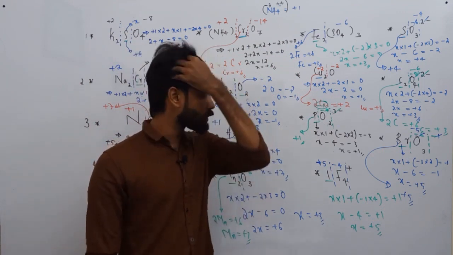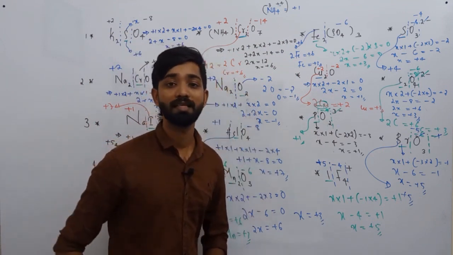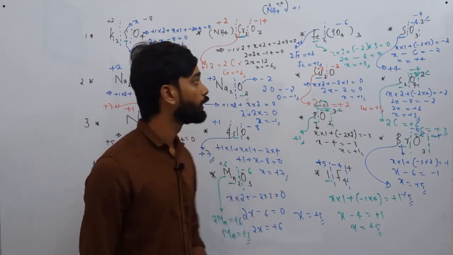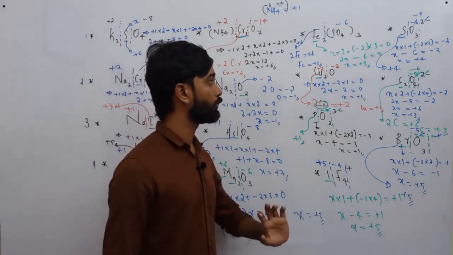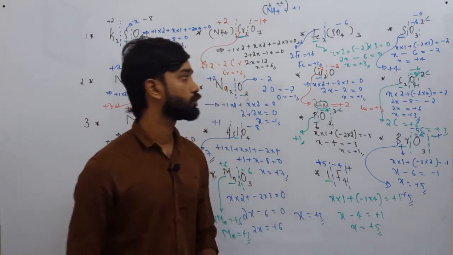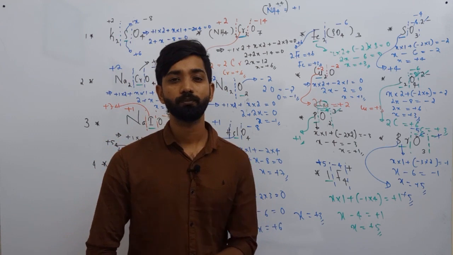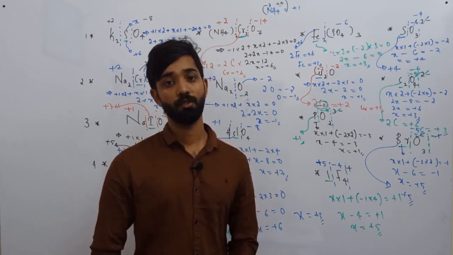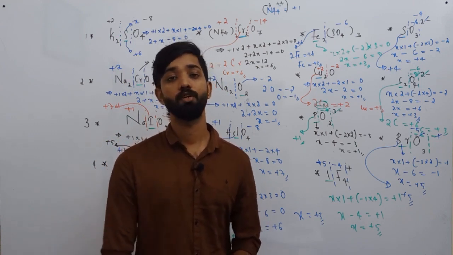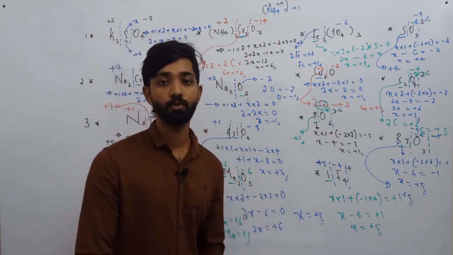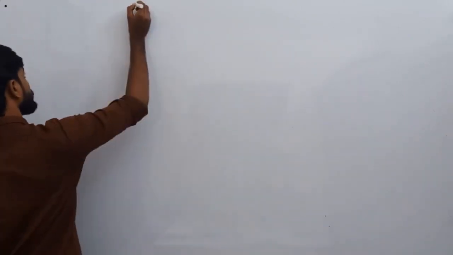Which is more comfortable and requires less time, that you have to choose, because we are dealing with objective questions. So this is the usual method or usual examples. Let me discuss exceptional oxidation states, the oxidation states of some elements in some compounds. That's the most crucial one. So moving to the next section, exceptional oxidation state.